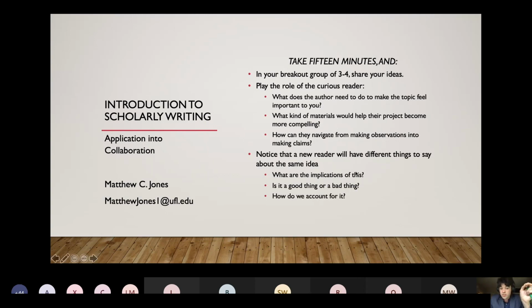So what are the implications of this? How do you account for it? What do you do? Is this a good thing? Right? Is it a bad thing? Like, you know, how do you not get overwhelmed by the fact that everybody has a different opinion, right? So they're all complicated things, but they're things we have to start thinking about.